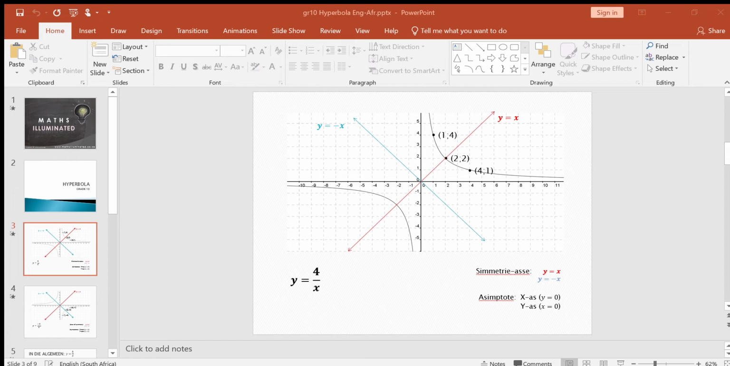Okay, so in general, that's our equation. And then we said if k is greater than 0, then it's quadrant 1 and 3. Your axis of symmetry would be the following and your asymptotes are both equal to 0. Okay, the points closest to the origin. This we did not talk about.